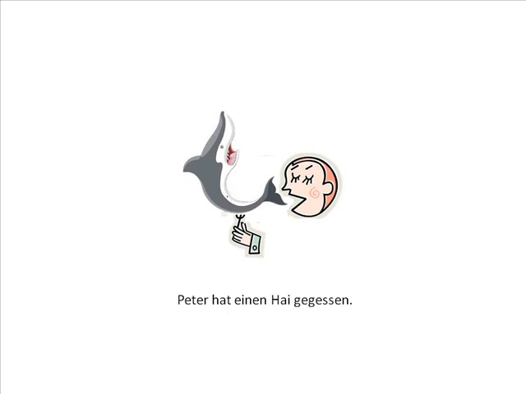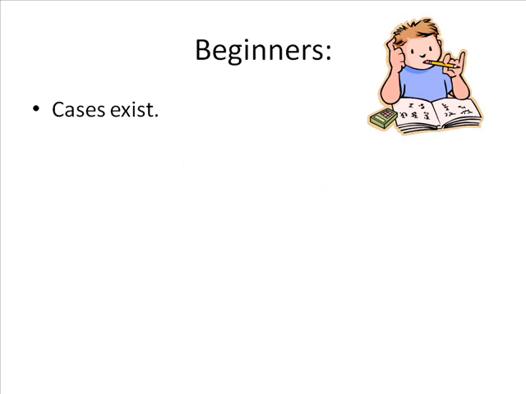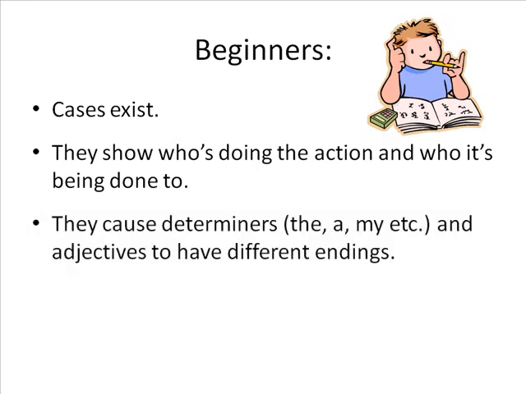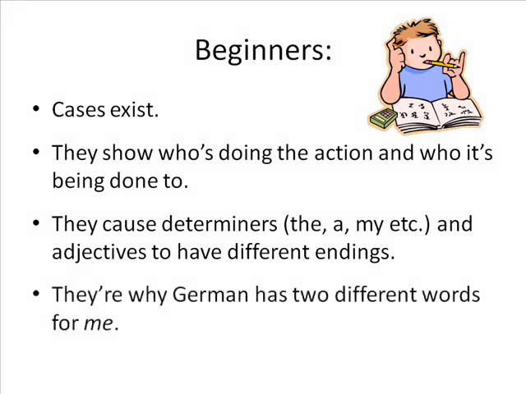When you first start learning German, the chances are that all the sentences you come across will be in the same order that an English one would be, in terms of person or thing doing the action first, person or thing that the action is done to second. At this point, it's mainly important to know that the cases exist and know what they are for, rather than being able to use them correctly, as this explains why determiners and adjectives can have so many different forms, and explains why there are two different words for me.